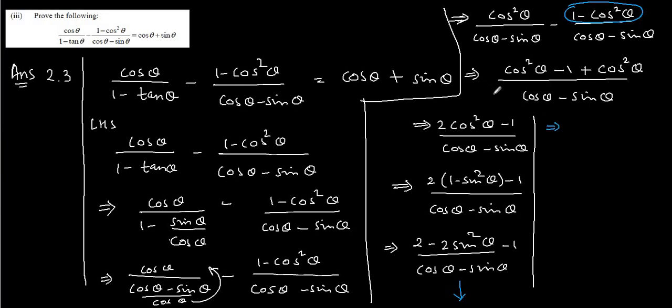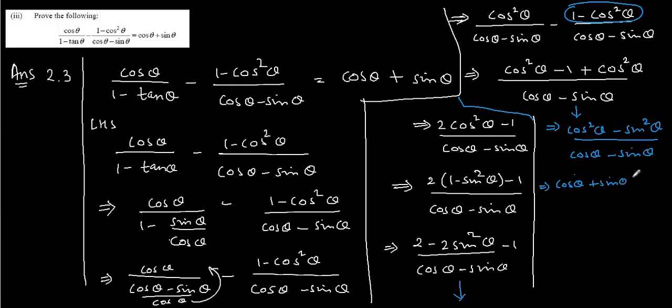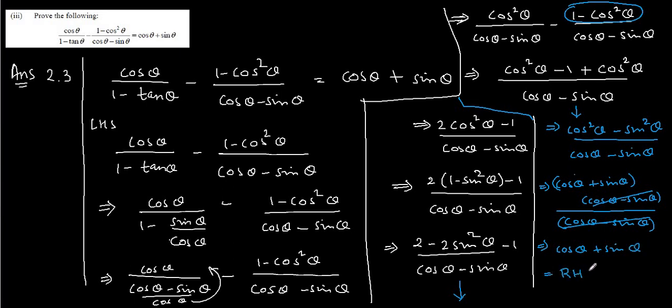So if I continue from here instead of this one, it becomes cos square theta minus sin square theta upon cos theta minus sin theta, and using the formula a square minus b square, we get cos theta plus sin theta, and cos theta minus sin theta upon cos theta minus sin theta. So this one and this one cancel. What is remaining here? Cos theta plus sin theta, which is equivalent to RHS. Hence LHS equal to RHS. I hope you understood.